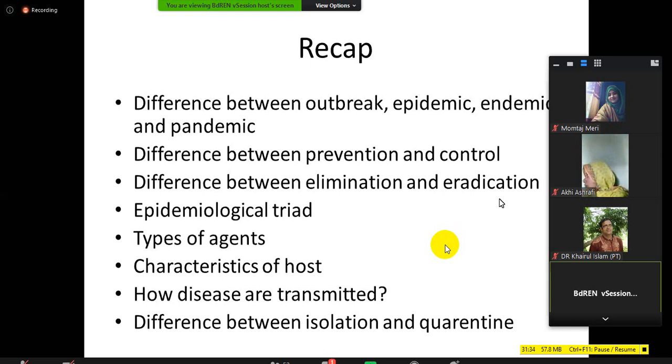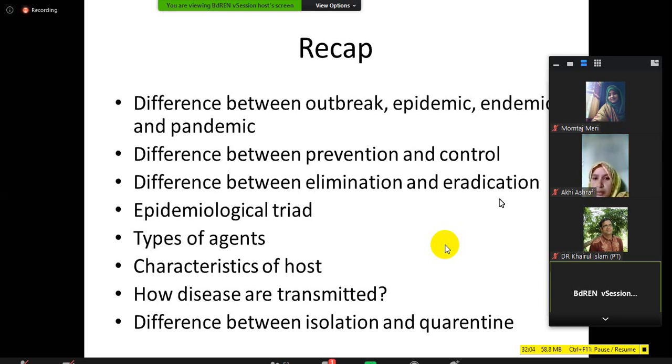When they understand that you are a public health professional, they will ask you, so why is COVID a pandemic disease, not an epidemic, not an outbreak? Initially it starts with the outbreak, and if the outbreak cannot be controlled, then it will turn to epidemic. When the epidemic cannot be controlled, then it will turn to pandemic.